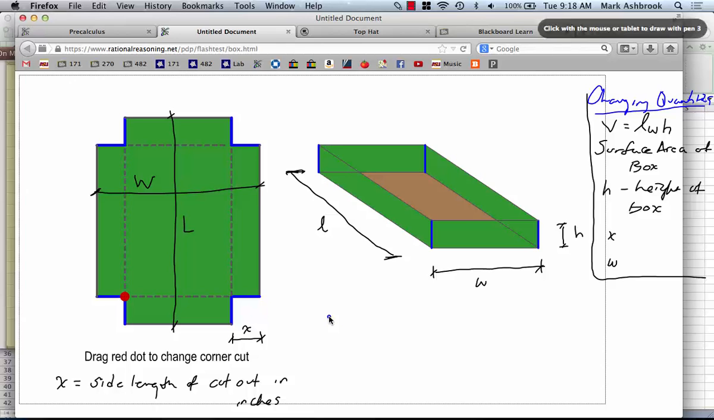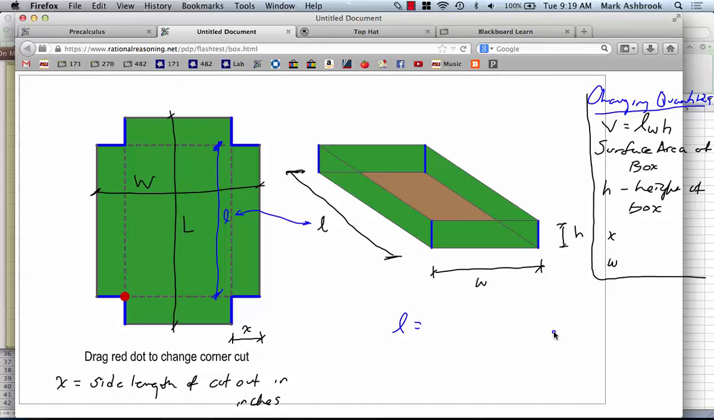So I'll do that in blue. From here to here is our little L. So that's the same as that right there. What I want you to do is find that little L in terms of x. We want L written as something with x's. Take a moment to figure that out, and maybe confer with the person next to you. What is that L in terms of x?